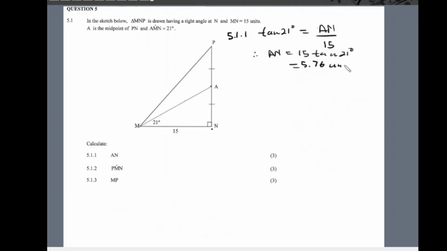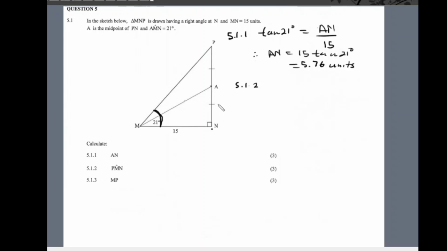5.76 units, right? And now see 5.1.2, where they want us to calculate the angle PMN. So they want this entire angle PMN, right? To calculate PMN, we will use the bigger triangle.